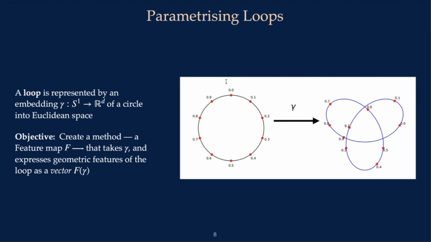So the scientific objective here is we want a method, a feature map, that takes the loop encoded by this map gamma and expresses geometric features of the loop as a vector, f gamma. So this feature map takes a loop and outputs a vector. And machine learning methods could then take this vector and apply different transformations to it to achieve your desired task.